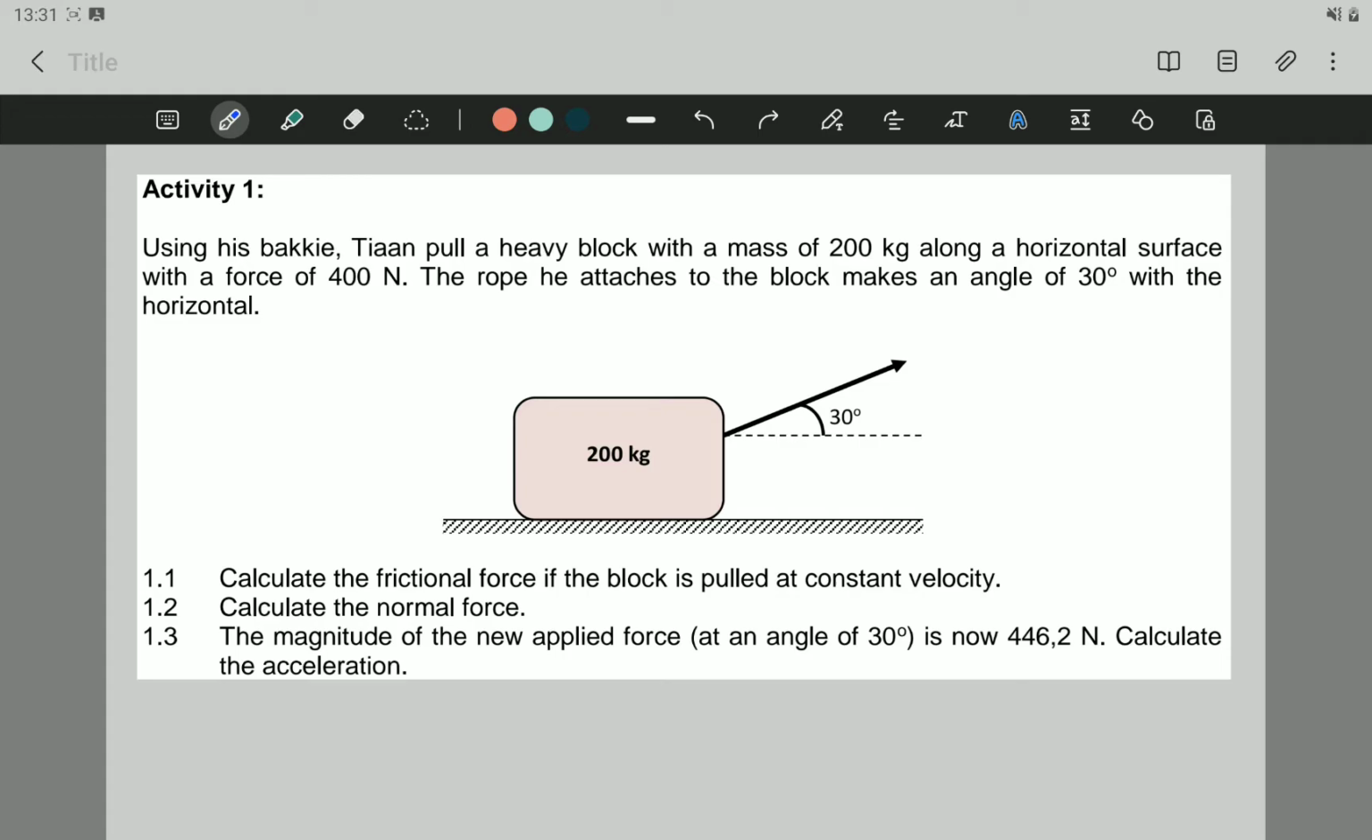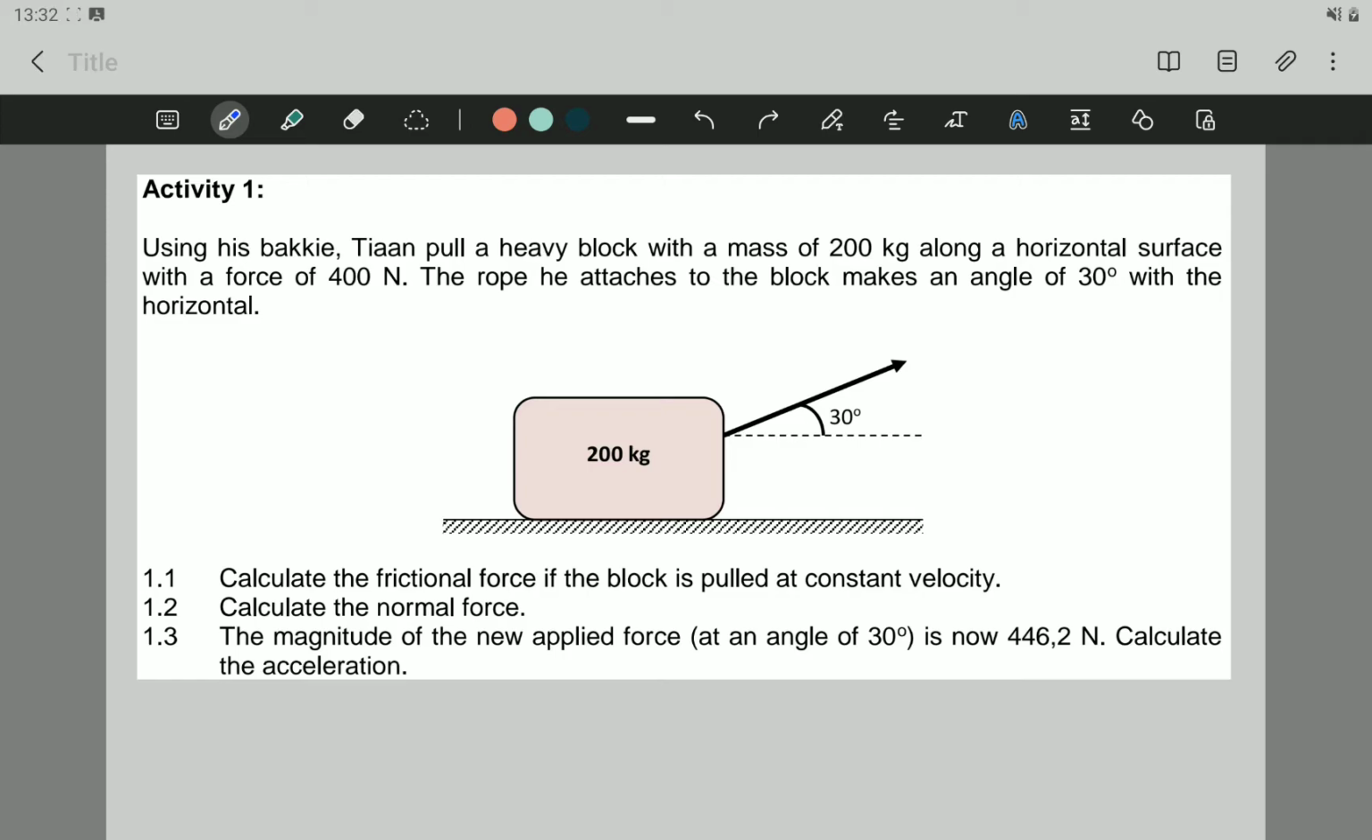The question said, using his bakkie, Tiaan pulls a heavy block with a mass of 200 kilograms along a horizontal surface with a force of 400 Newton. The rope he attached to the block makes an angle of 30 degrees with a horizontal, and you have the picture. Okay, 1.1, calculate the frictional force if the block is pulled at constant velocity. 1.2, calculate the normal force. 1.3, the magnitude of the new applied force is now 446,2 Newton. Calculate the acceleration.